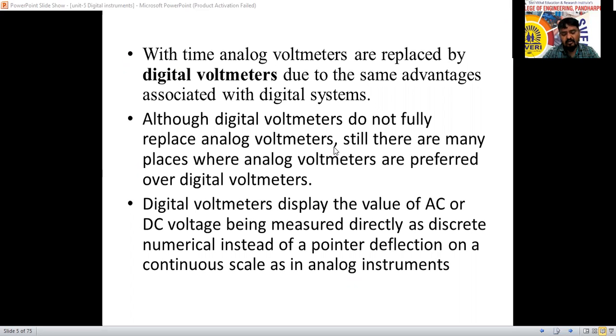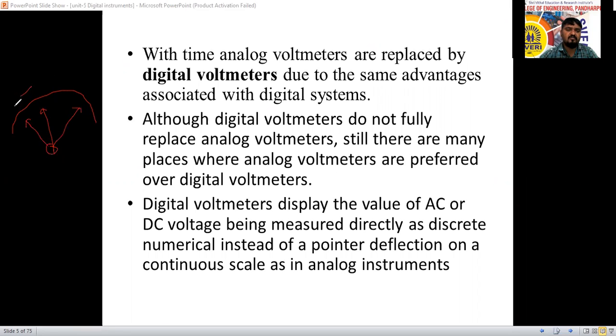Is analog fully replaced by digital? Can anyone tell? Just a minute. I will give you the best example. If you have a two-wheeler, it shows the speed in kilometers per hour, how fast you are going. Is it analog or digital? Your vehicle's meter is analog.